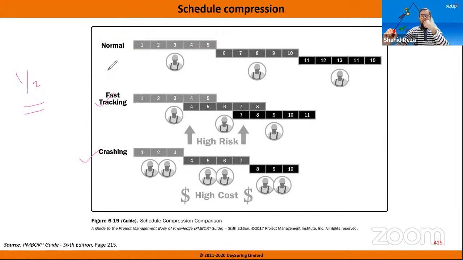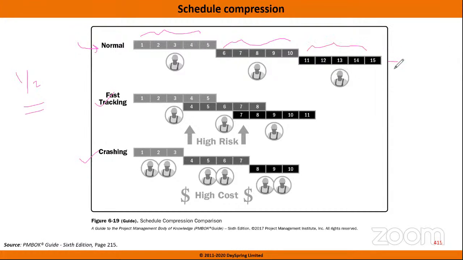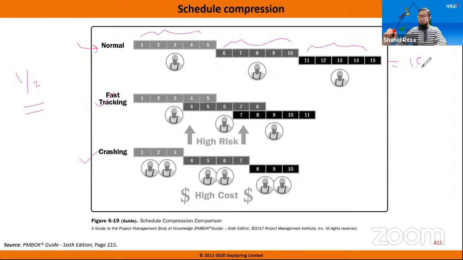All right. So if you see that in the normal case, one person is working and it is taking 5 days. And this second task is taking another 5 days. One person is involved and here another 5 days. So total how many days? 15 days, right?